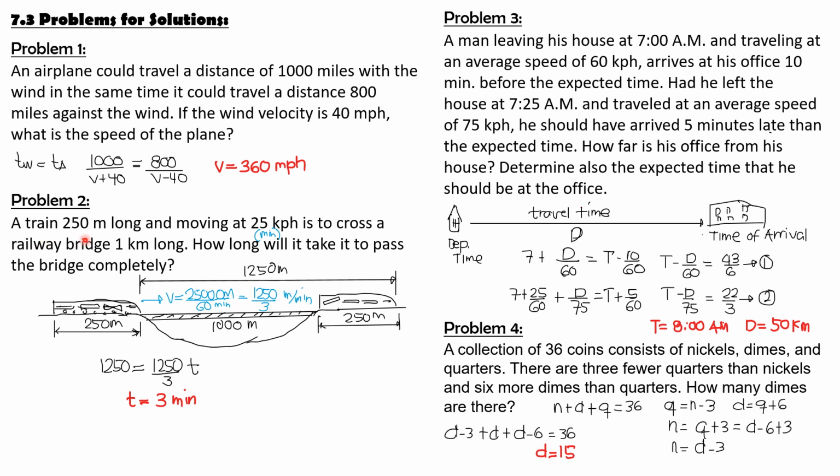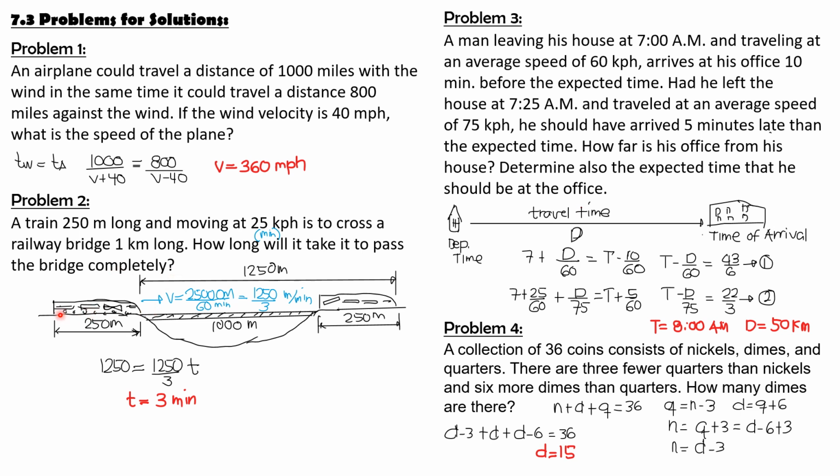Problem 2, a train 250 meters long and moving at 25 kilometers per hour is to cross a railway bridge 1 kilometer long. How long will it take? So how long in minutes? So the required time is in minutes. Will it take it to pass the bridge completely?